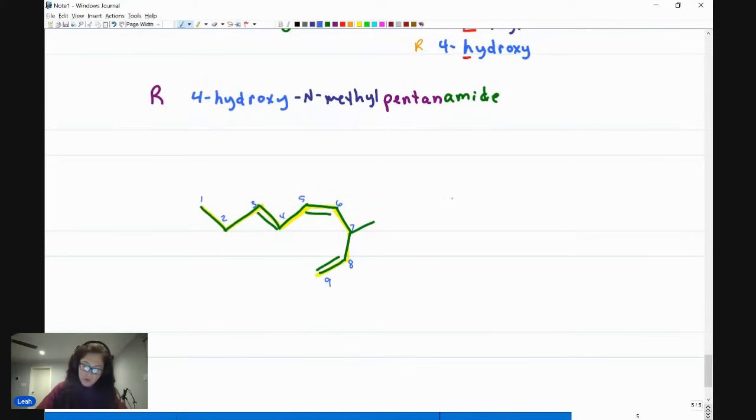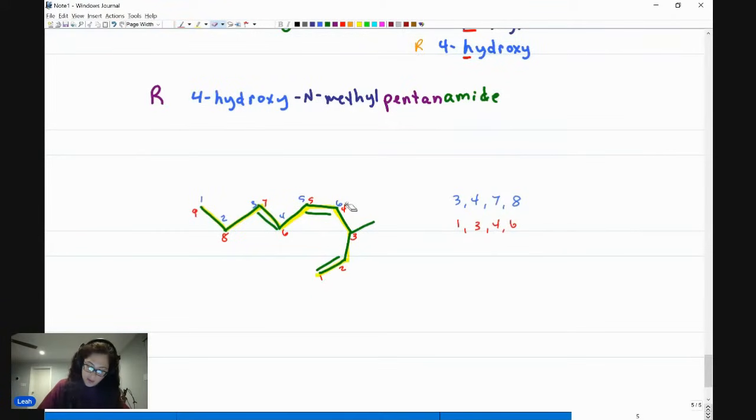My pi bonds would be on 3, 4, I have a methyl on 7 and a pi bond on 8. If I reverse the numbering and I count here 1, 2, 3, 4, 5, 6, 7, 8, 9, now I have a pi bond on 1, a methyl on 3, a pi on 4, a pi on 6. Total lower set of numbers. So we're going to go with the red set.